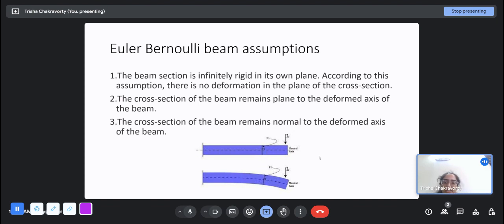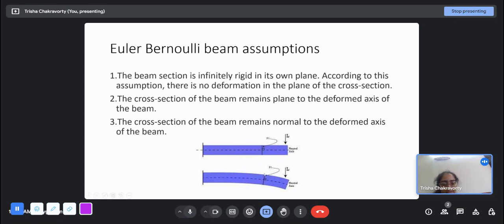The beam is infinitely rigid in its own plane. According to this assumption, there is no deformation in the plane of the cross section. Then the cross section of a beam remains plane. When it is bending, this section becomes a straight line, and into the plane it is just a plane surface. It is not a warped surface, not becoming a curved line.